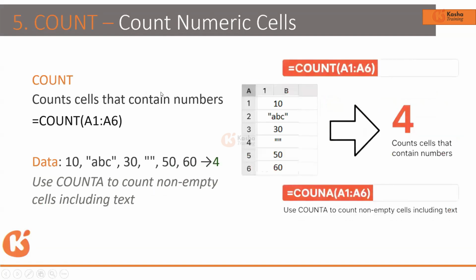Then the next function is the count function. Count function just counts the numeric cells. For example, here you have a 10, then this is not numeric, then 30, this is also not numeric, 50 and 60. So it's just counting the numeric values, and you can see the answer is coming as 4. Now, if you want to count your non-empty cells, in that case, you have to use the COUNTA function.